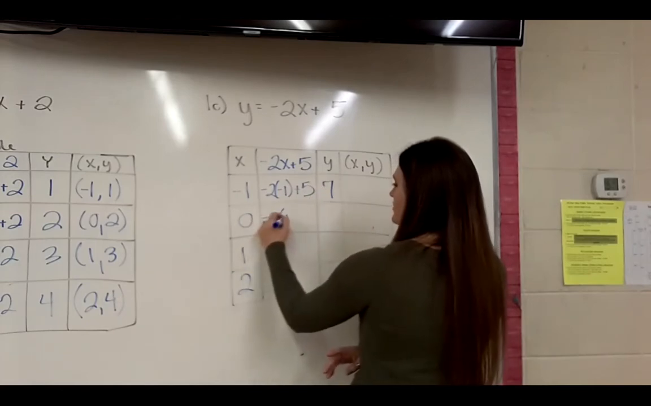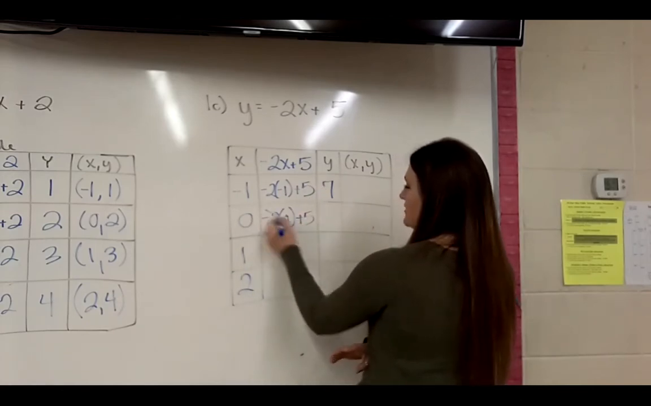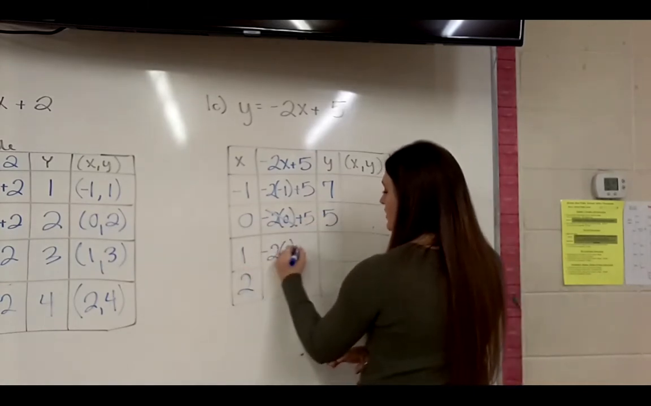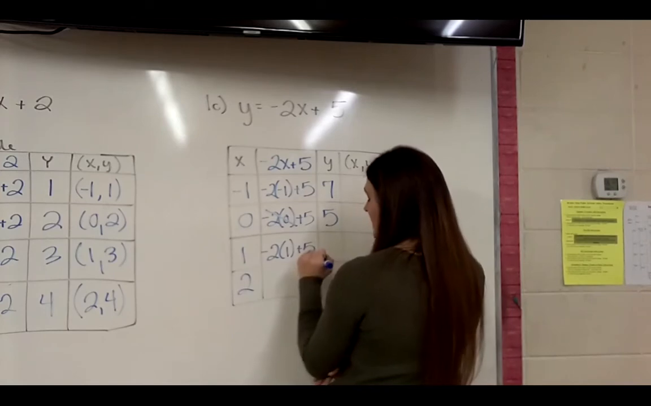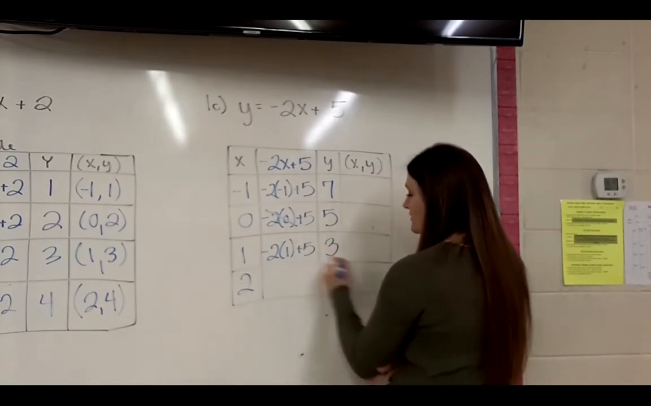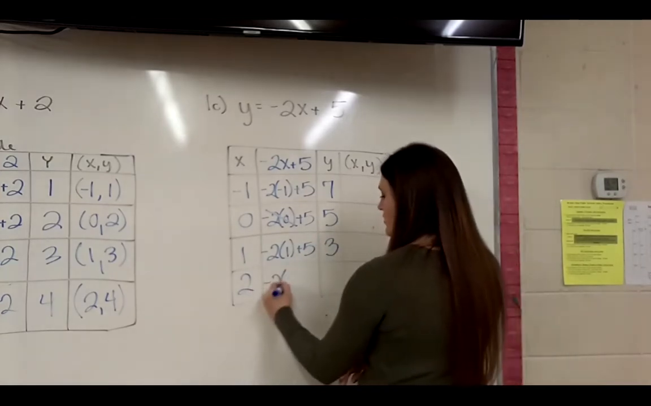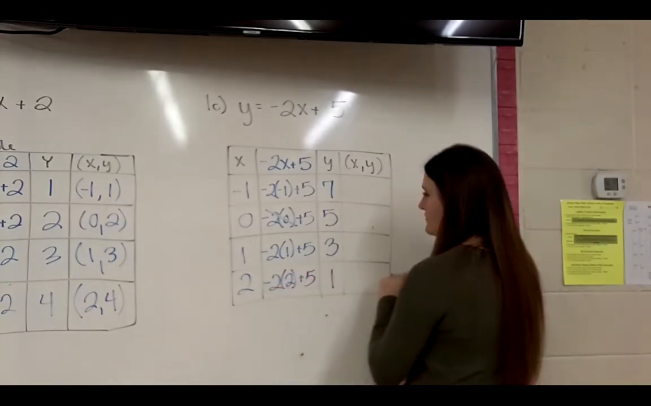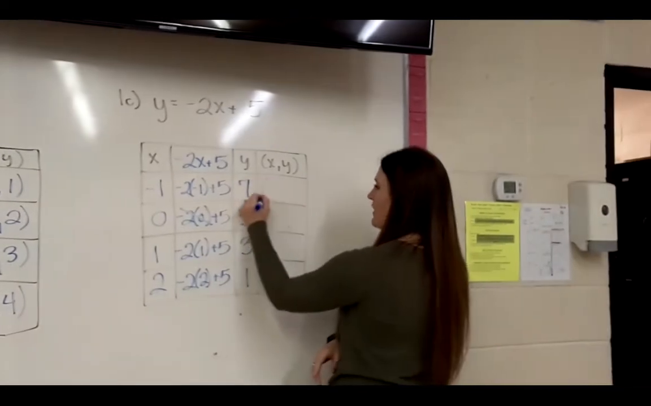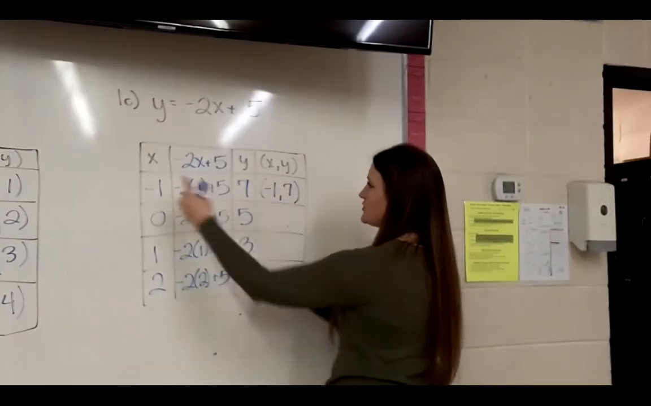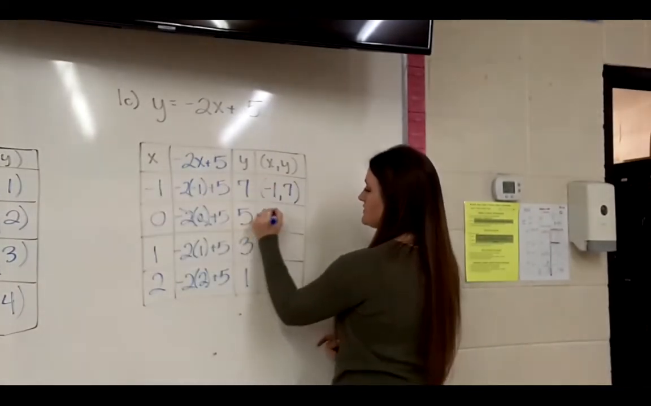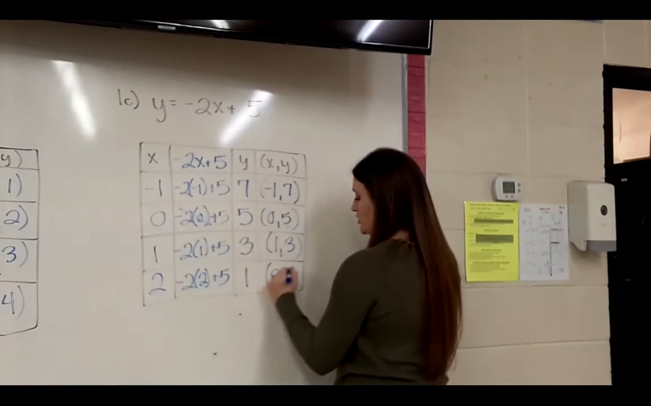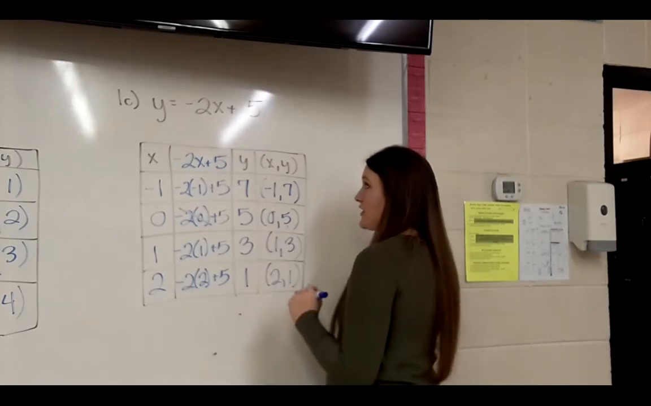Here I have -2 times 0 plus 5. Anything times 0 cancels. I'm left with 5. -2 times 1 plus 5. -2 times 1 is -2, plus 5 is +3. -2 times 2 is -4. -4 plus 5 is 1. So I'm going to go back and rewrite my points for my answers. -1, 7. I'm just rewriting my x and y. 0, 5, 1, 3, and 2, 1. There is our solution for that.